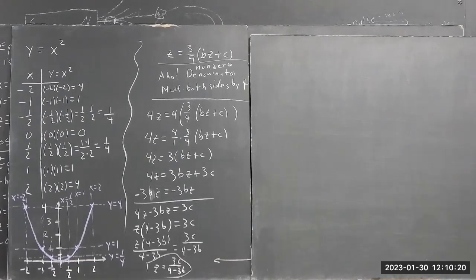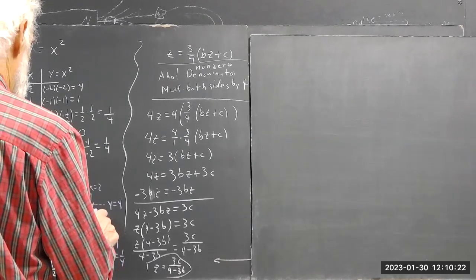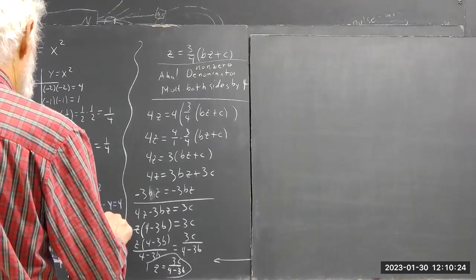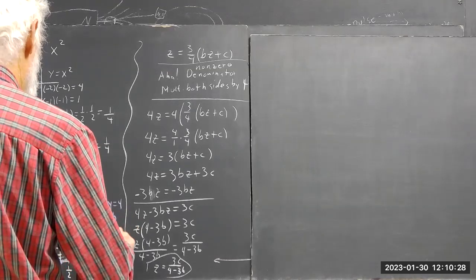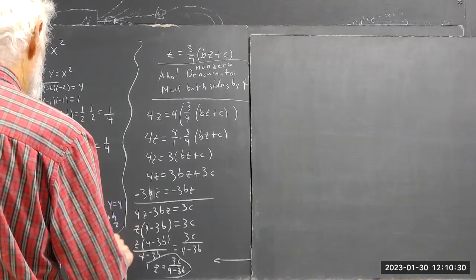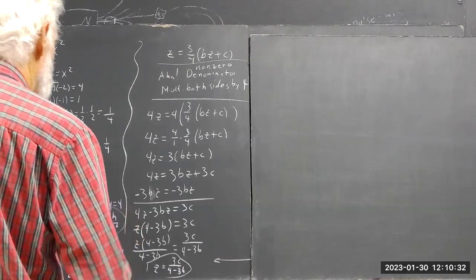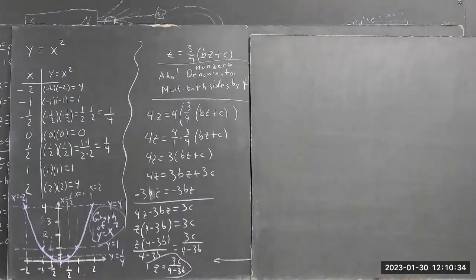And that's the graph of y equals x squared. It's a reasonable graph of y equals x squared.